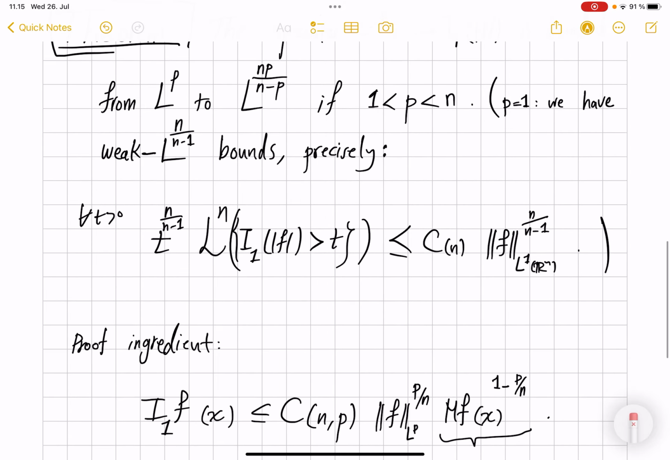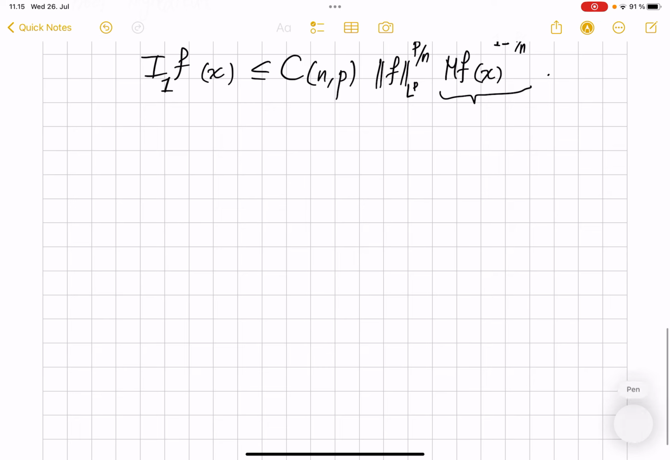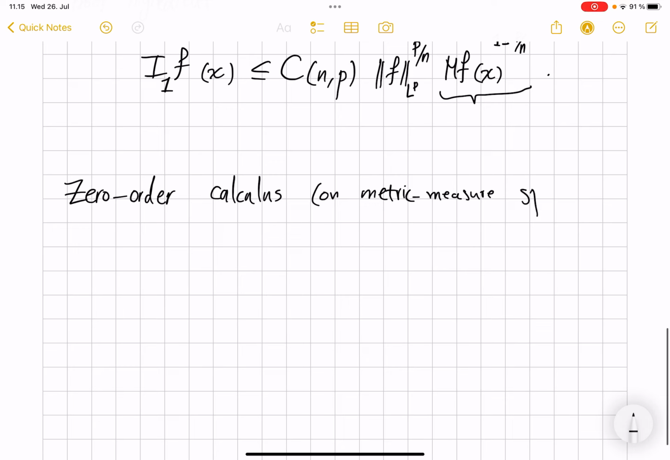So with this, we wrap up our discussion of what is known as zero order calculus on metric or metric measure spaces. And what is a zero order calculus? It is calculus without any notion of derivative.